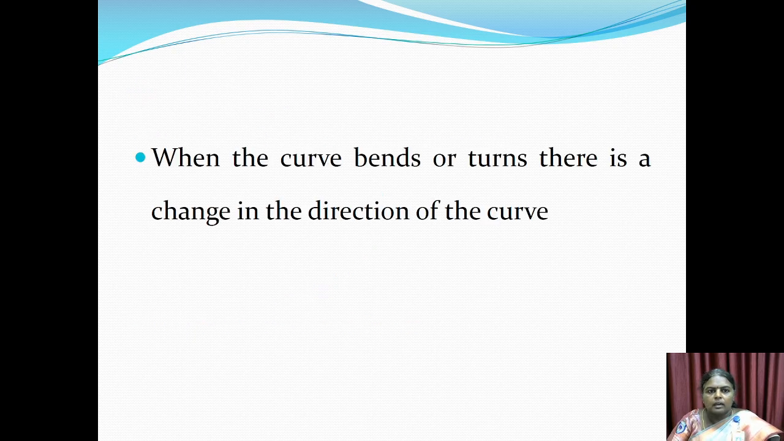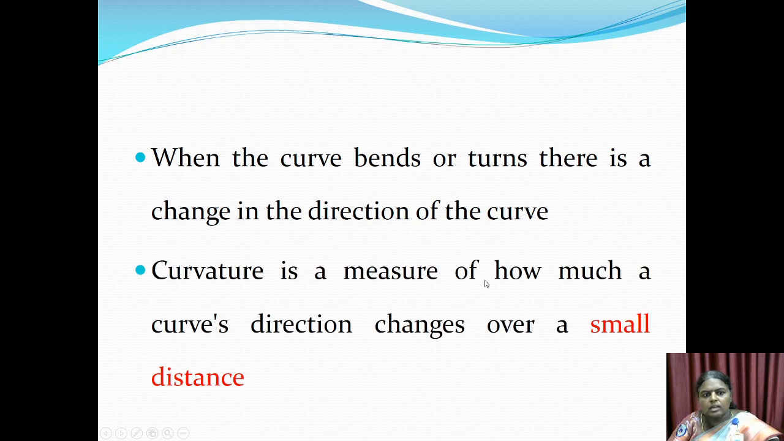We also note that if the curve bends or turns, there is a change in the direction of the curve. That is obvious. If a curve bends, there is a change in the direction. So, to measure how much the curve bends, it is enough if we measure how much the curve's direction changes. Right? And that should be over a small distance. We have to measure the direction change over a small distance on the curve.